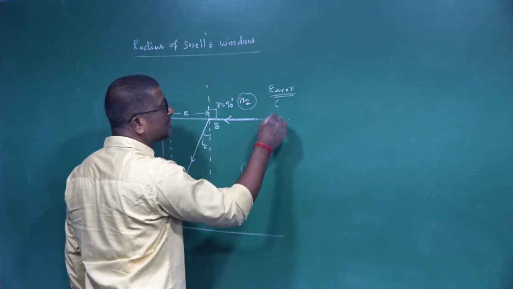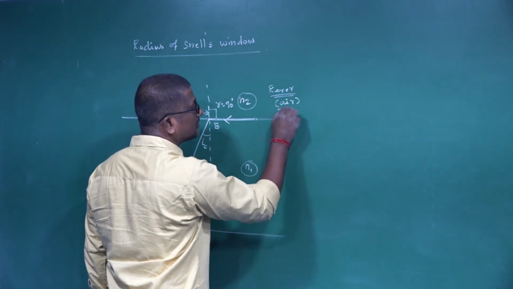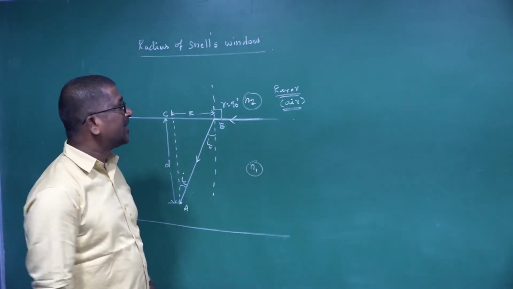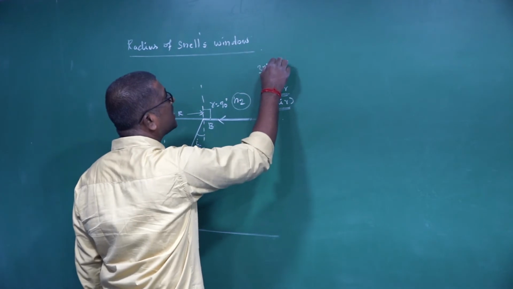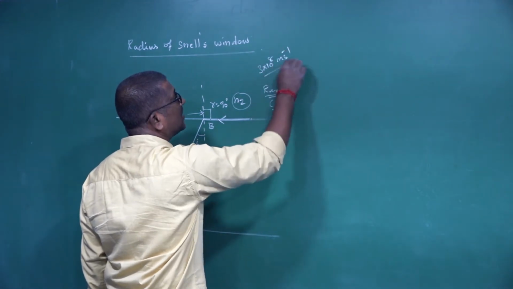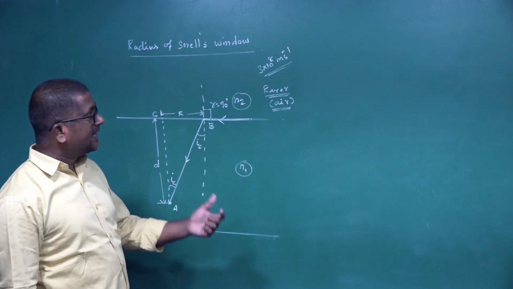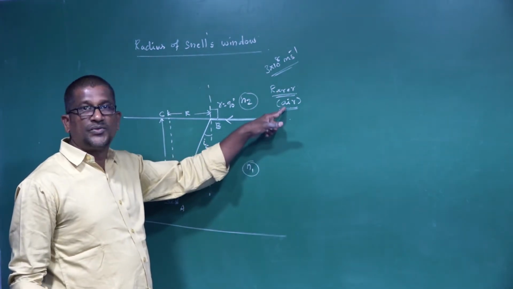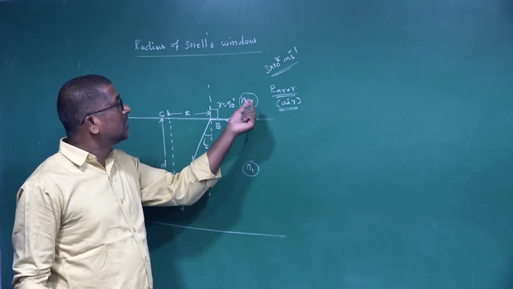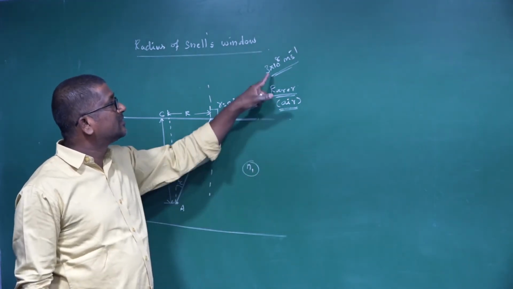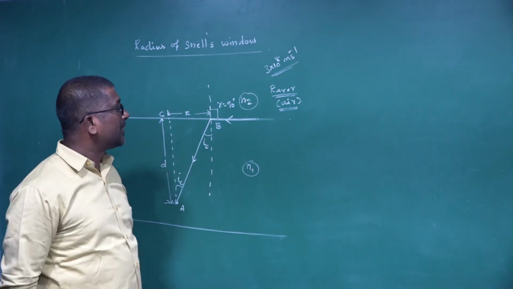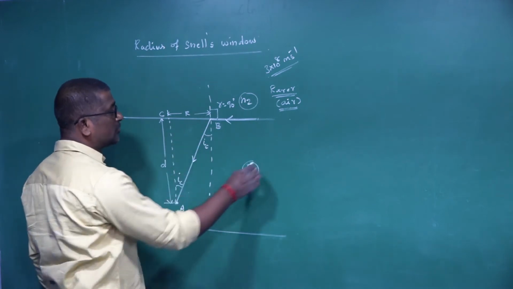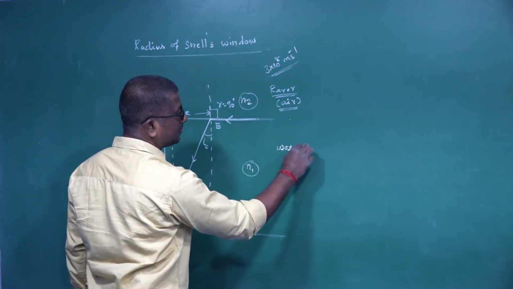One of the best examples for a rarer medium is air, because the speed of light is more in air. That value is 3 into 10 power plus 8 meter second power minus 1. Already I told you, the medium in which the speed of light is more is called a rarer medium. So in this diagram the light travels from air medium to, suppose, water medium.